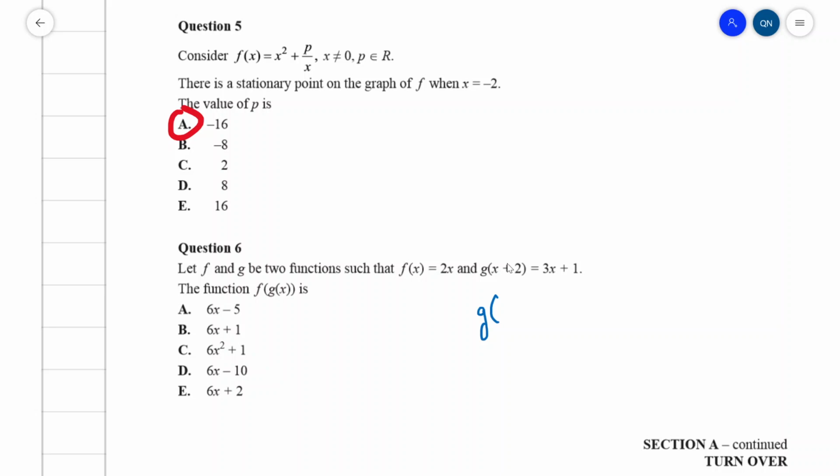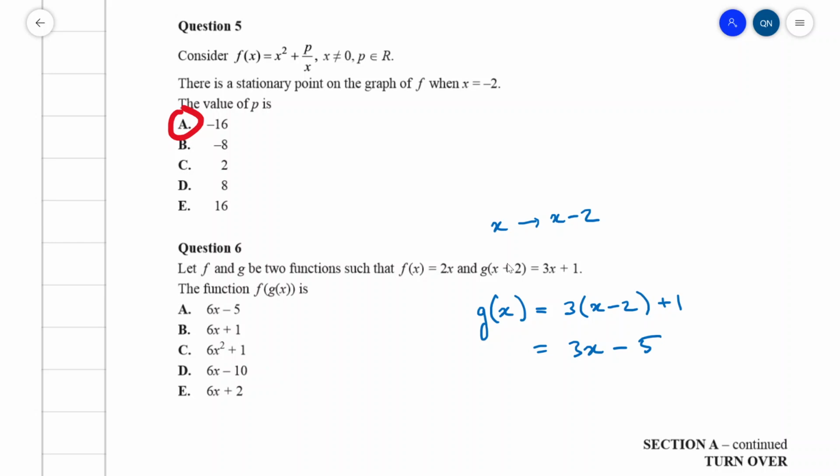The reason I replace x with x minus 2 is because I want to get rid of this extra plus 2 here. If I replace this x with an x minus 2, that's just going to give me an x inside of the g. And I need to do the same thing on the right hand side. So we have x replaced with x minus 2, so that means we have 3x minus 6, and then plus 1, so 3x minus 5.